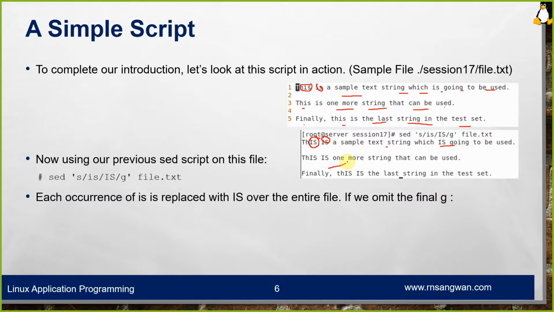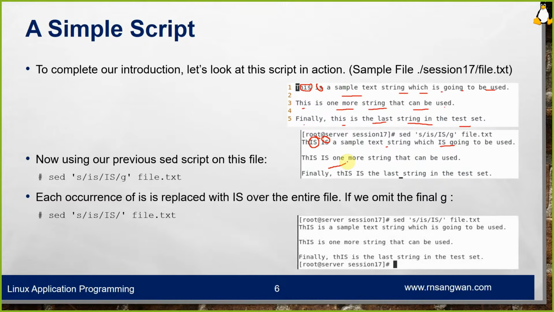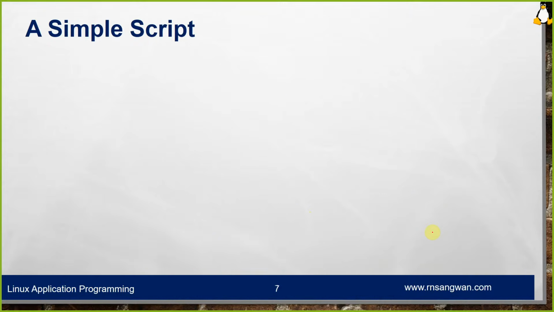If we omit this final flag G, then you will see the output as first occurrence is replaced, not the rest of the appearances. Only the first occurrence in every line, not the rest of the occurrences. The rest are not replaced, only the first occurrence of the search pattern is replaced. Not in the file, in the line. It is applicable per line. So the first occurrence in every line is replaced.